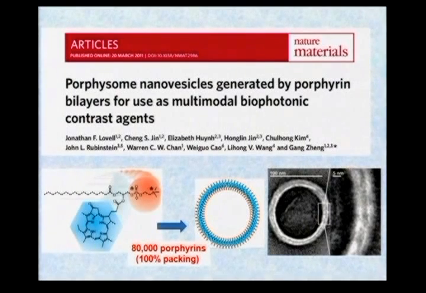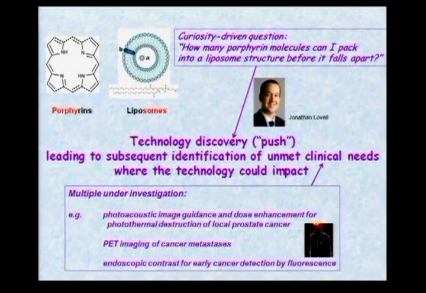That's not too surprising, but there was something that was very surprising, is that you can get 100% packing. So every component in this nanoparticle is made from these porphyrin lipids. So there are 80,000 porphyrin molecules in every nanoparticle. That is a huge number of porphyrin molecules. The reason is that the porphyrin molecules are flat, and so they can stack together inside the shell.